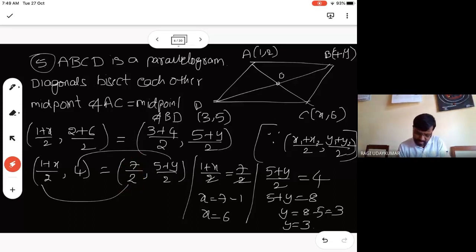This x you substitute here. Substitute in this place. What do you get? (6 plus 1 plus 6) by 2, 7 by 2. 7 by 2 comma 4 came. Now substitute y in this. 7 by 2 comma 8 by 2, 7 by 2 comma 4. So midpoint is 7 by 2 comma 4.